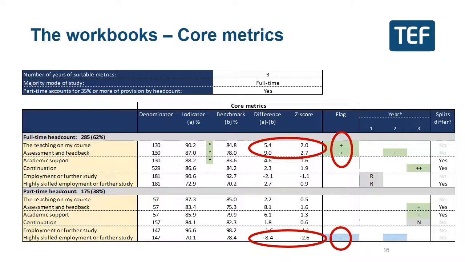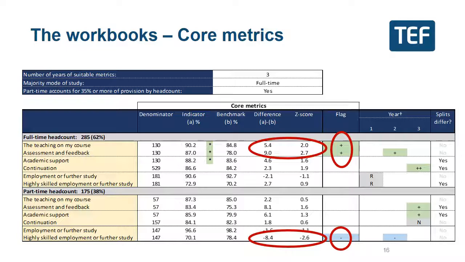So just to reiterate, this is how the flags are displayed in the metric workbook. For its full-time provision, this provider has a couple of positively flagged core metrics where the provider's indicator is above benchmark and the material difference and the Z-score both exceed 2. For its part-time provision, it has one negative flag where its indicator is below benchmark and the difference and Z-score exceed 2 in the opposite direction.